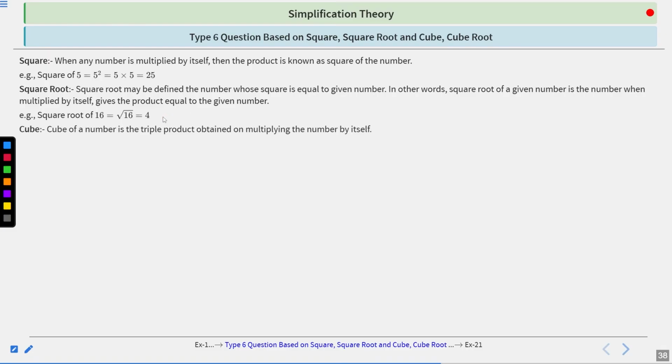Next one. Cube. Cube of a number is the triple product obtained on multiplying the number by itself. Example, 6 cube. So when we multiply 3 times, 6 into 6 into 6, we get 216.